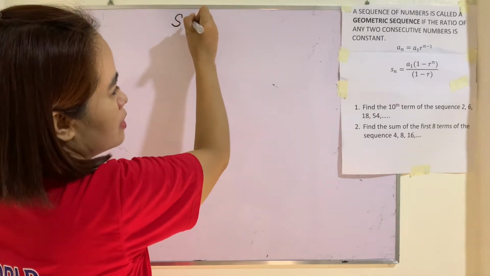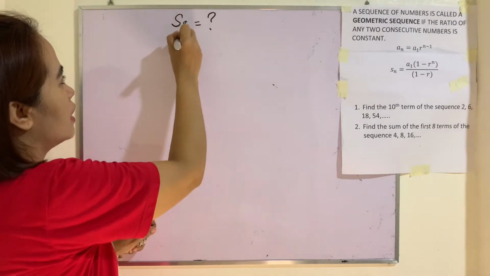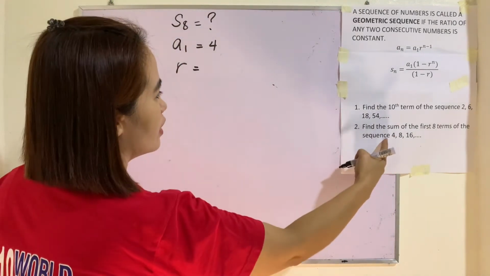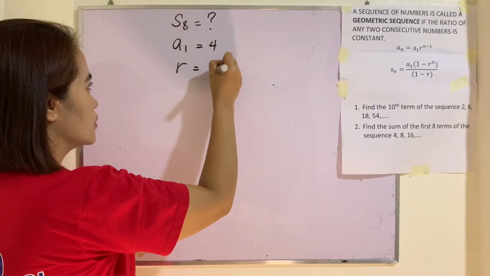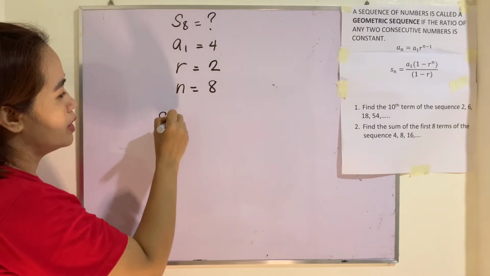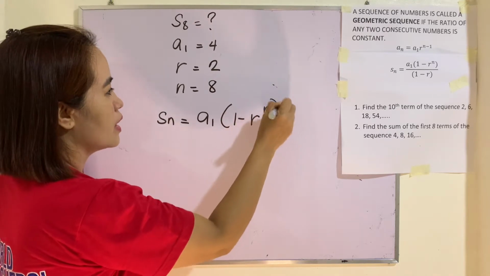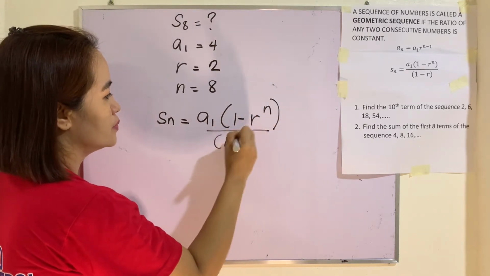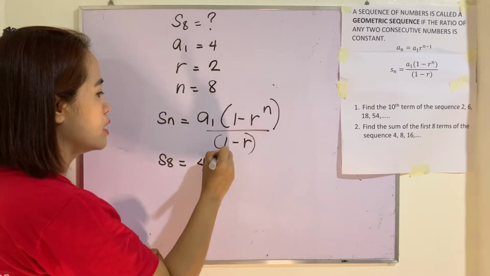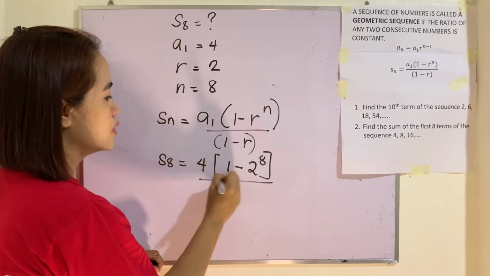Example number 2. Find the sum of the first 8 terms of the sequence 4, 8, 16. S sub 8, this is what we are looking for. So our a sub 1 is equal to 4. Our r is, of course, 8 divided by 4 is 2. And our n is 8. So we will be using the formula for sum. This is a sub 1, 1 minus r raised to n, over 1 minus r. So this is s sub 8 equals 4, 1 minus 2 raised to 8, over 1 minus 2.